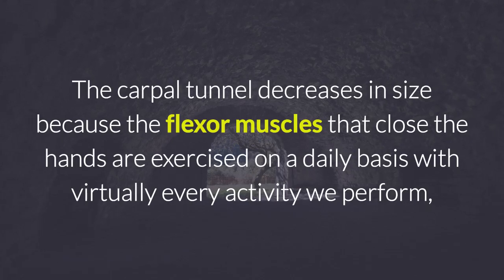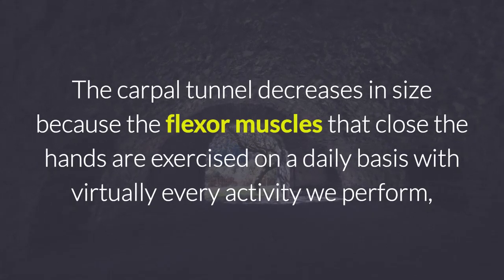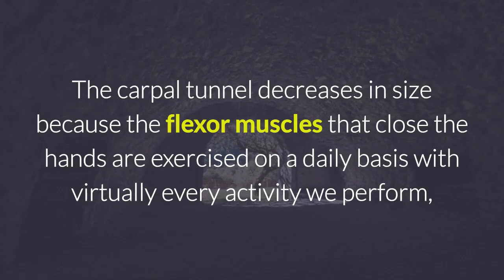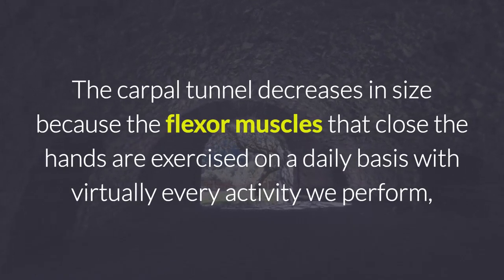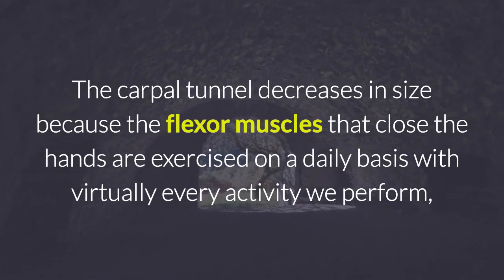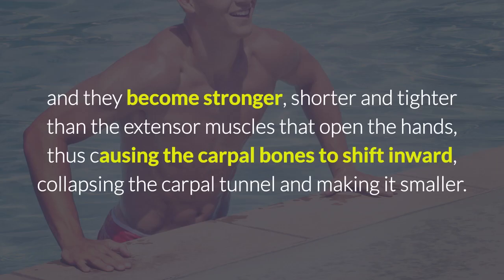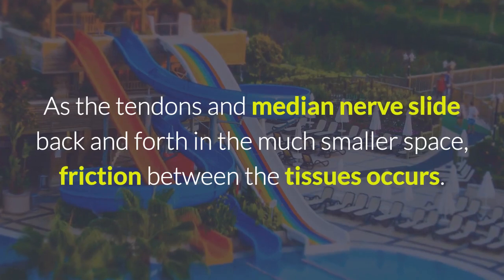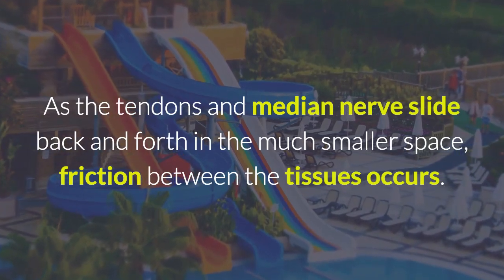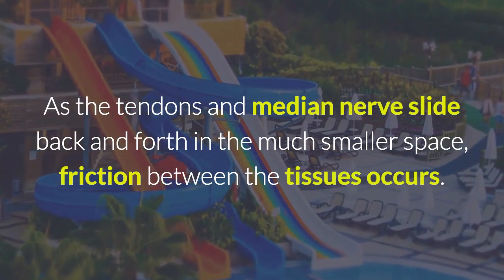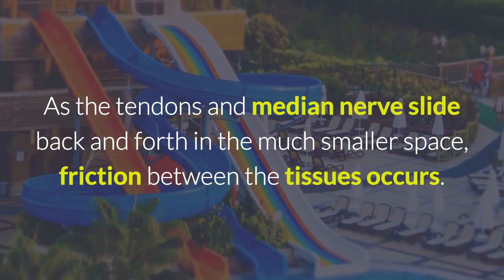The carpal tunnel decreases in size because the flexor muscles that close the hands are exercised on a daily basis with virtually every activity we perform, and they become stronger, shorter, and tighter than the extensor muscles that open the hands, thus causing the carpal bones to shift inward, collapsing the carpal tunnel and making it smaller. As the tendons and median nerve slide back and forth in the much smaller space, friction between the tissues occurs.